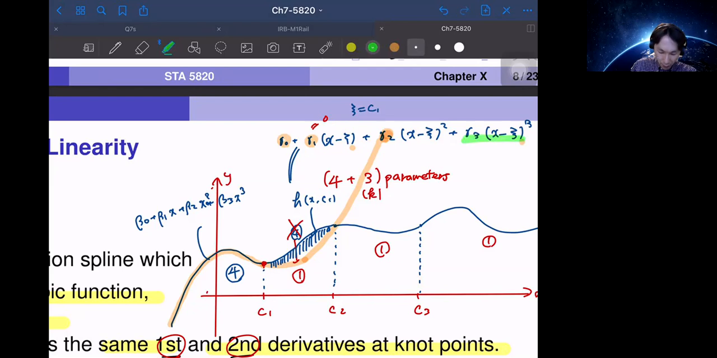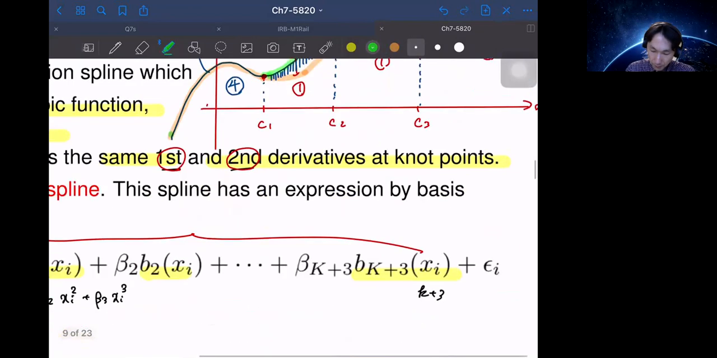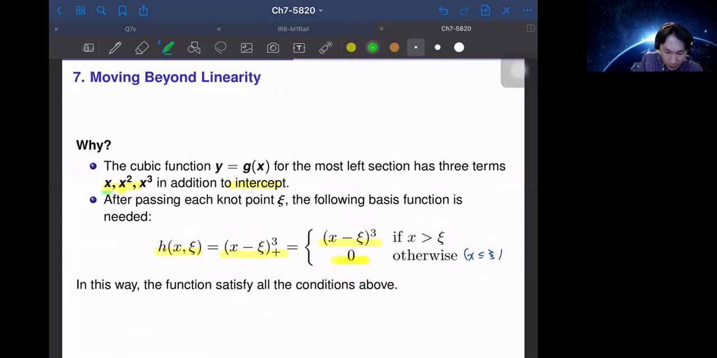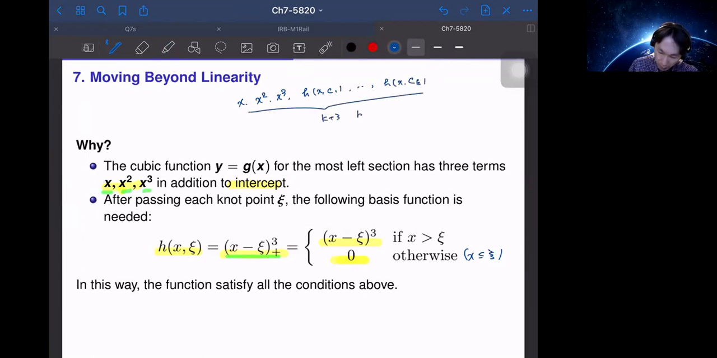So the difference between the first curve, this orange curve, and the second portion, this green portion, should be this shape: gamma 3 times (x minus c) cubed. After that we have the intercept, x squared and x cubed, and we should have this function for each c i. So that makes the k plus 3 basis functions: x, x squared and x cubed, and h(x, c1) up to h(x, ck). So this is k plus 3 basis functions, and plus intercept, so that we have k plus 4 parameters.